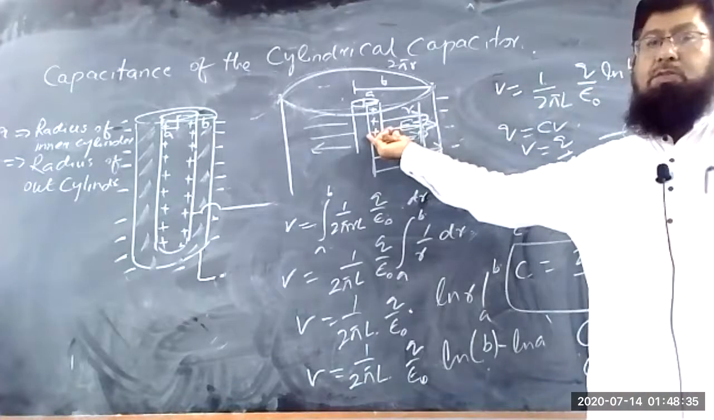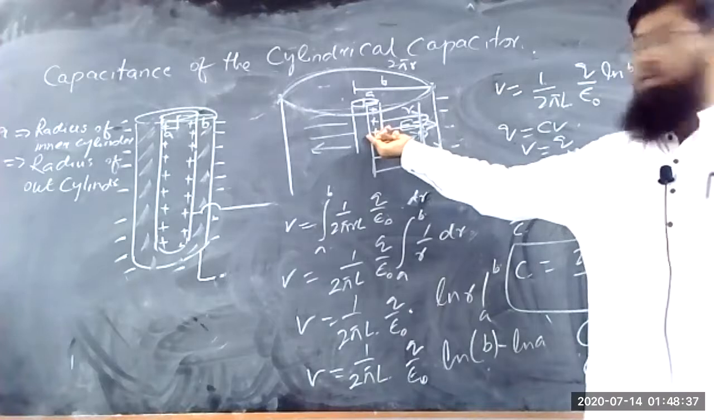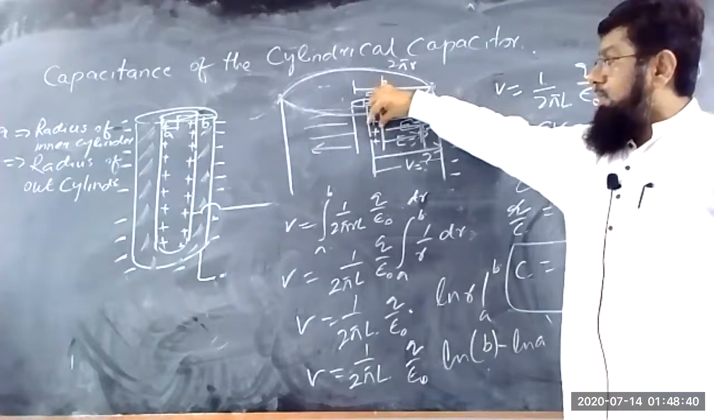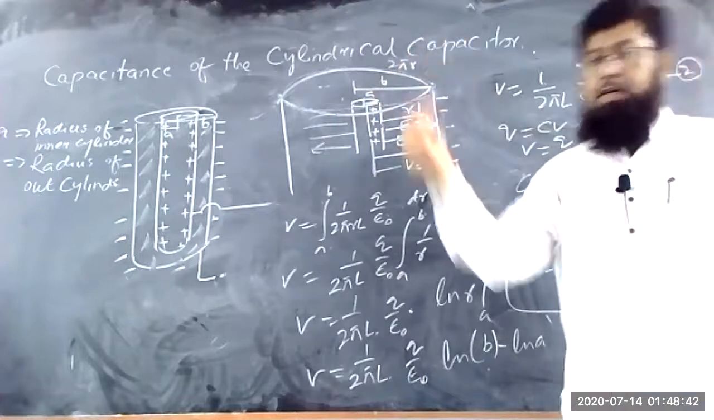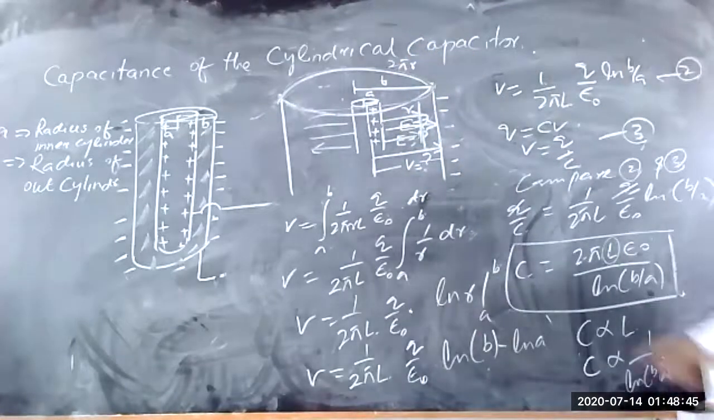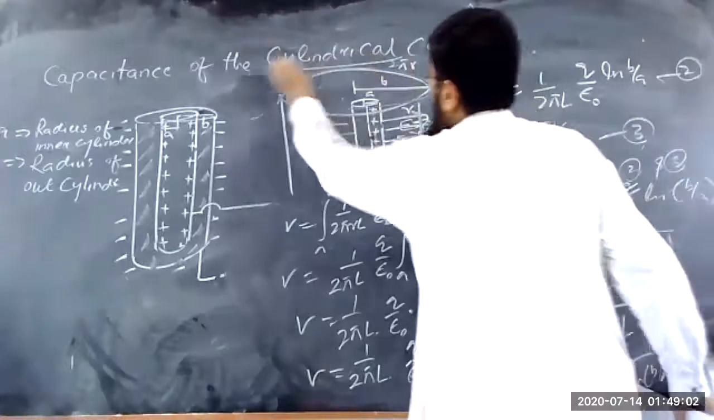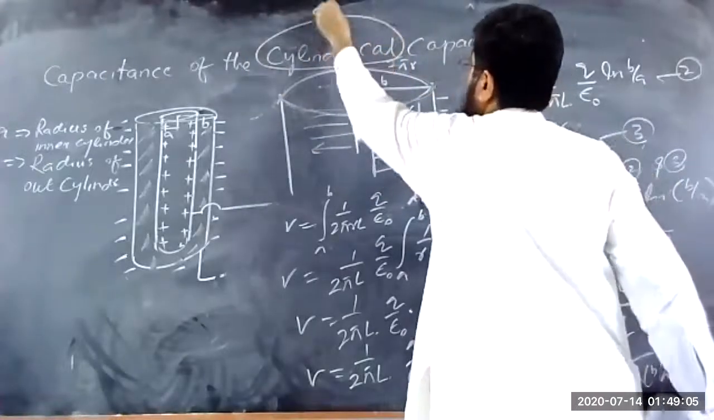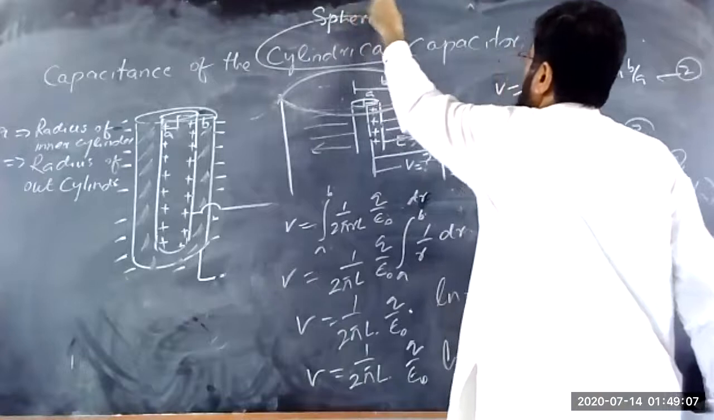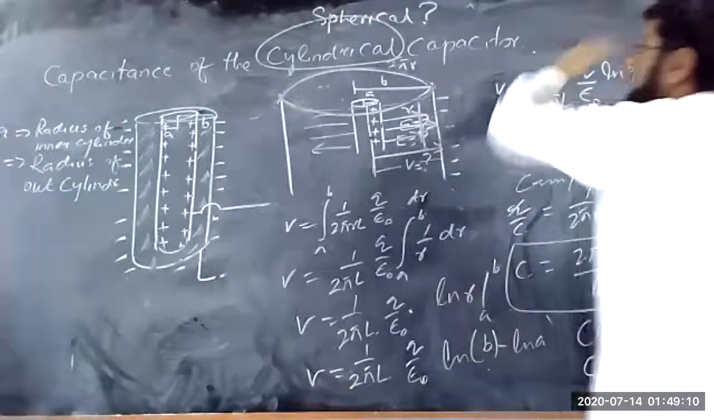Log function जो होता है उसमें small variations होता है. Log shows a small variation. So it varies with the ratio of the radii of the cylinders. So this is how C varies with the distance and with their radii. So this is the capacitance of the cylindrical capacitor. Now the next topic is the capacitance of the spherical capacitor. So instead of the cylindrical, now we have to look at the spherical, which is our next topic.